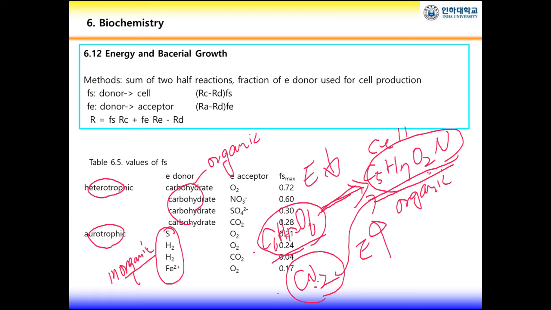So if you compare the heterotrophs and autotrophs, which one grows faster? It's natural, say heterotroph is usually better than autotrophs. But one thing to consider, so that's the general story. Heterotrophs have more cell yield, or the heterotrophs' FS value is much greater than autotrophs' FS value. That is general.